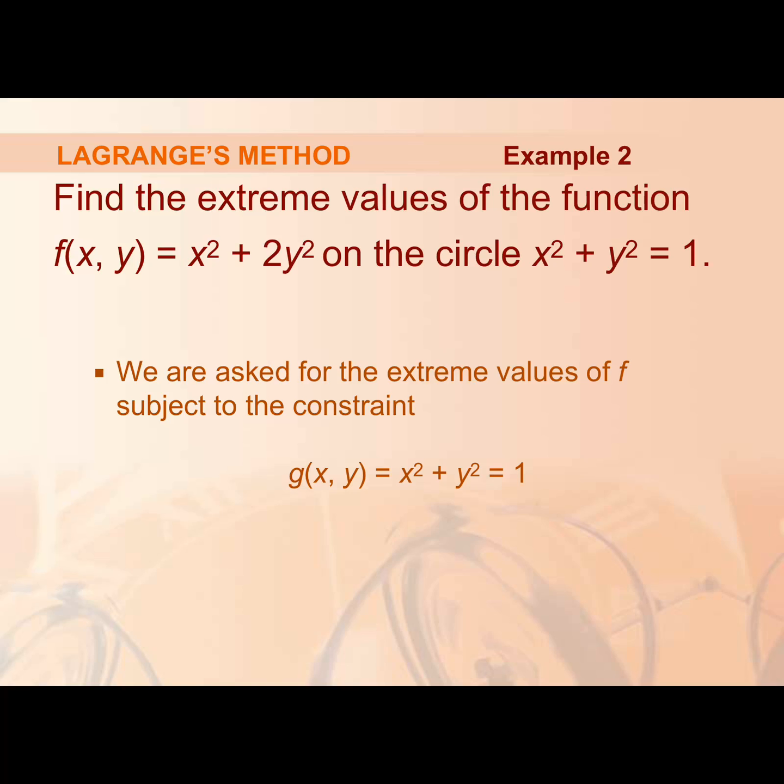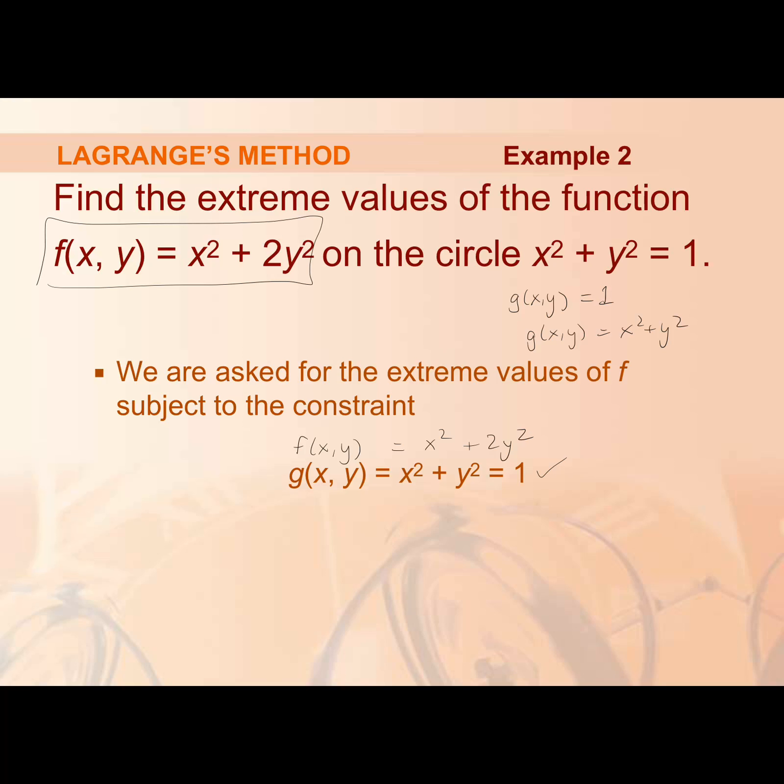Okay, let's do another example here. In this example, we are supposed to find the extreme values of the function f of x y equals x squared plus 2y squared on the circle x squared plus y squared equals 1. So our constraint is going to be g of x comma y equals 1, where g of x y is x squared plus y squared. That's written right here. And we are trying to maximize the function f of x y equals x squared plus 2y squared.